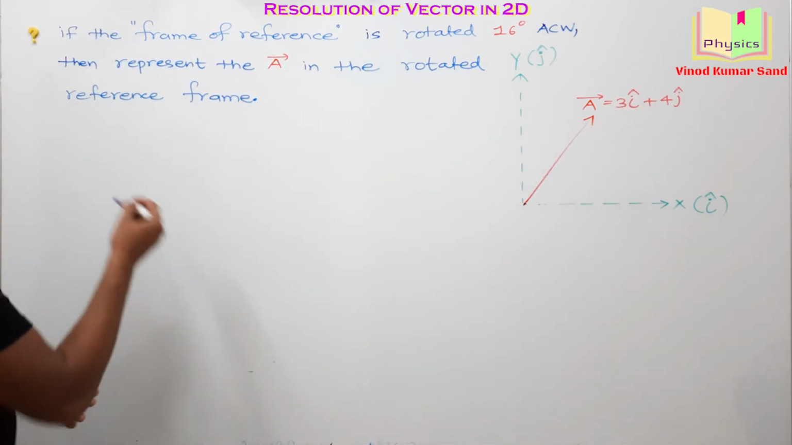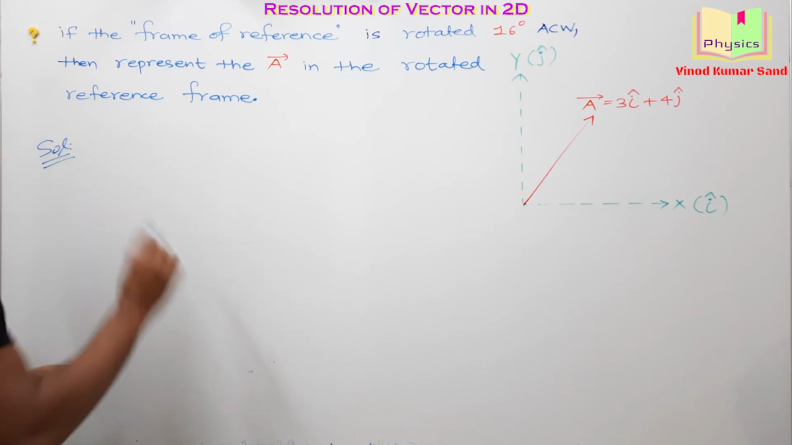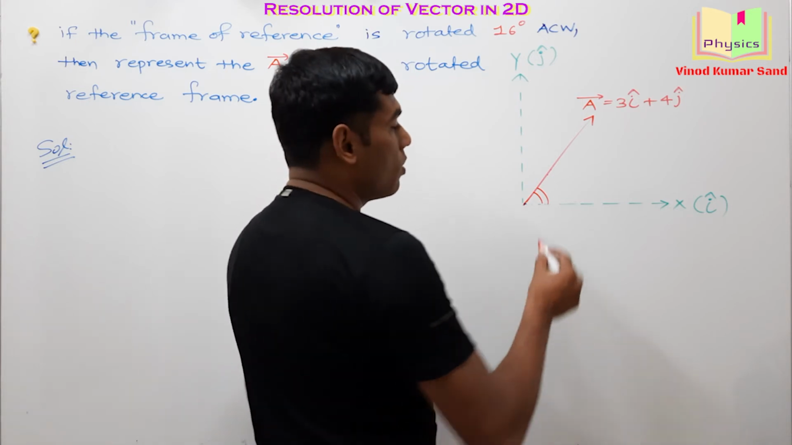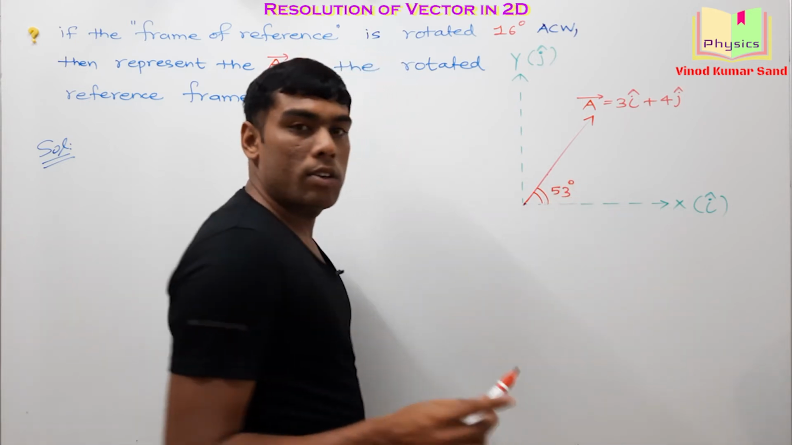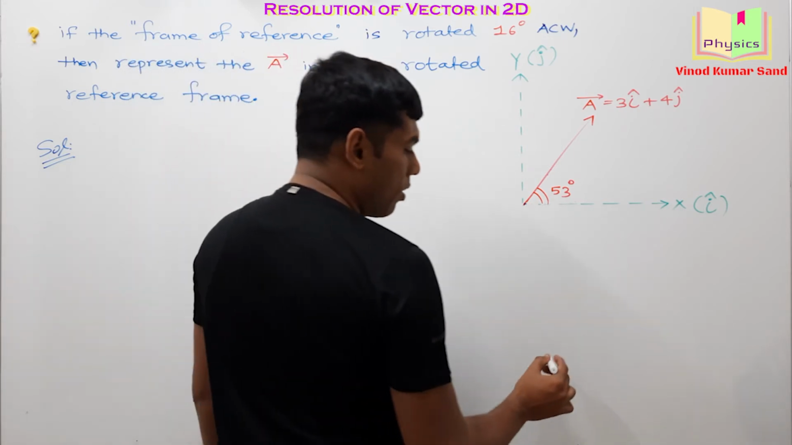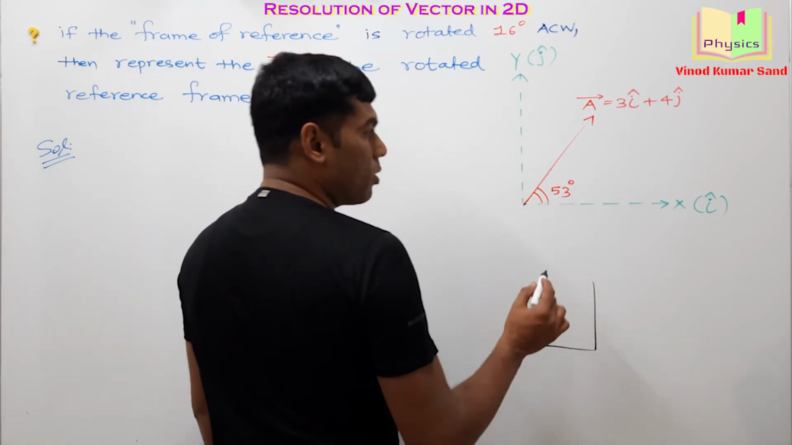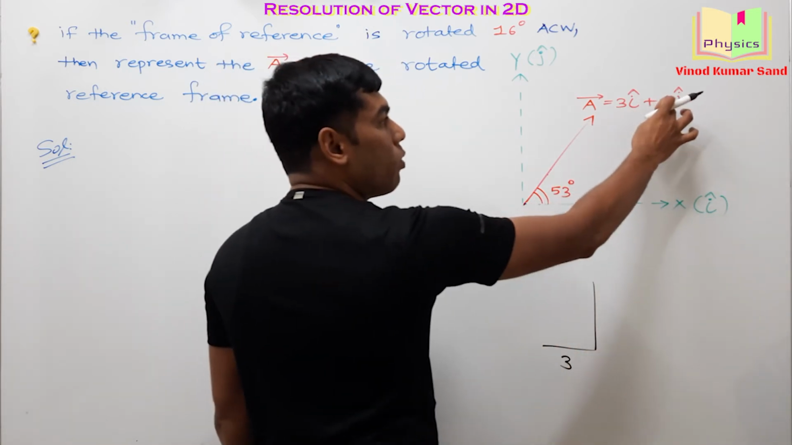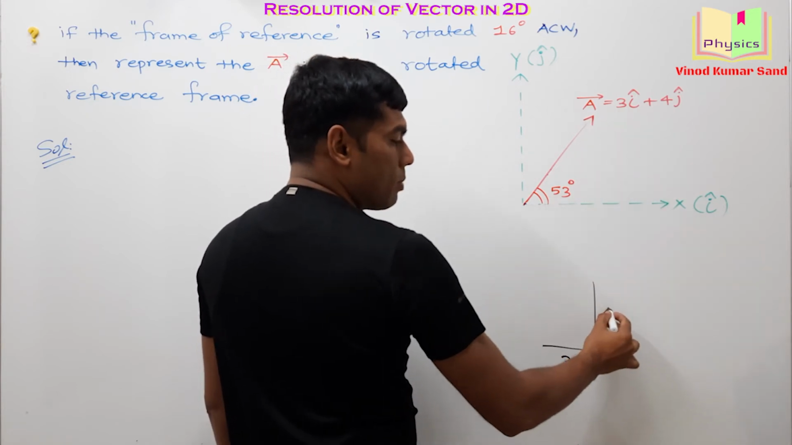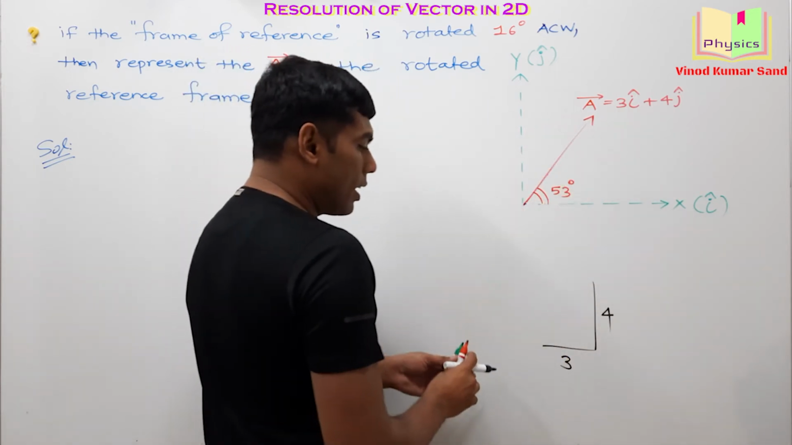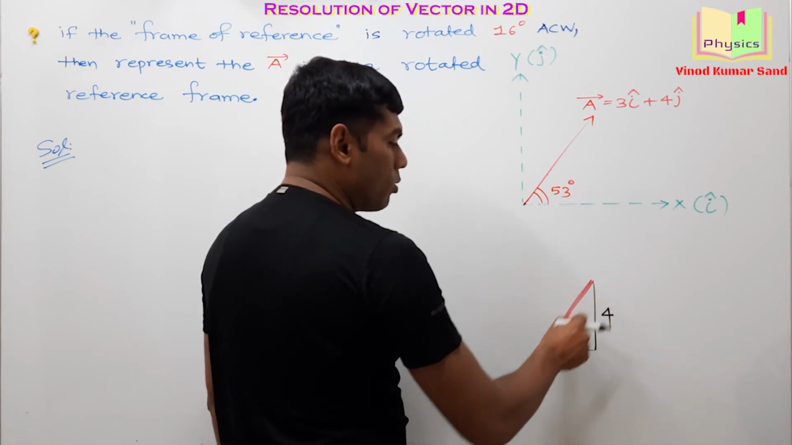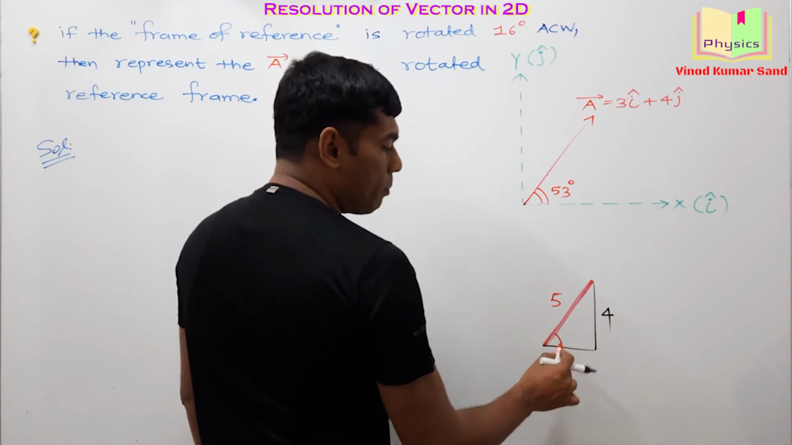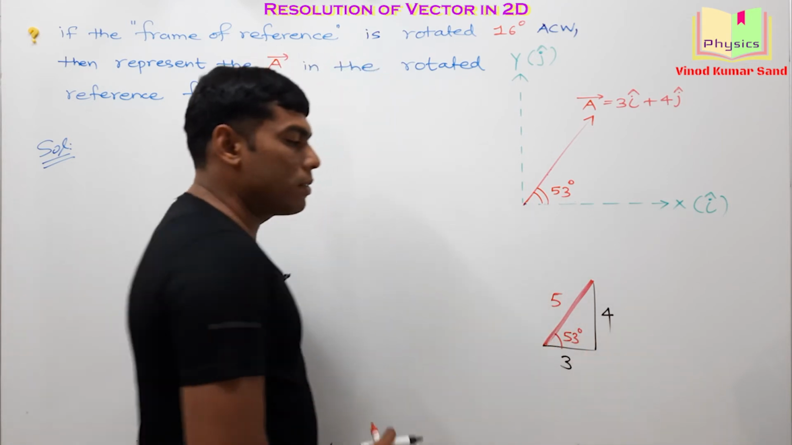So let's start the solution. It's pretty simple. First of all, we'll obtain this angle. It should be equal to how much? Almost 53 degree. Why? By the triangle law of vector addition you can find it, by Pythagoras theorem you can find it, 3 i cap. So along x-axis this magnitude is 3, 4 j cap, along y-axis this magnitude is 4. So this red resultant vector will have a magnitude of 5 here. Do you agree? And in between 5 and 3 the approximated angle is 53 degree.